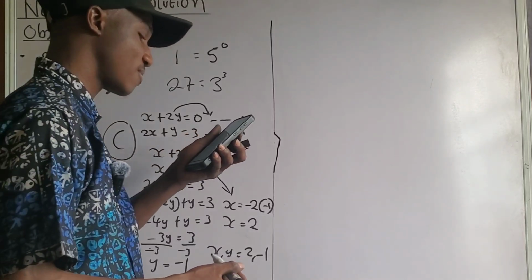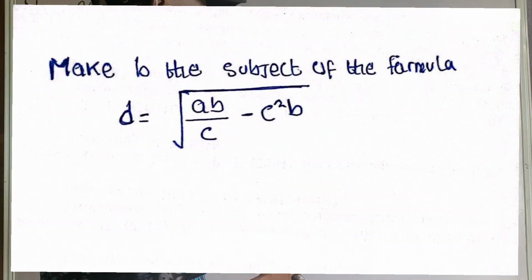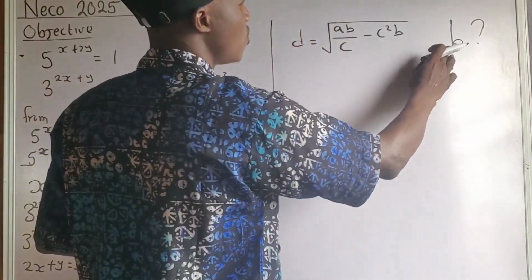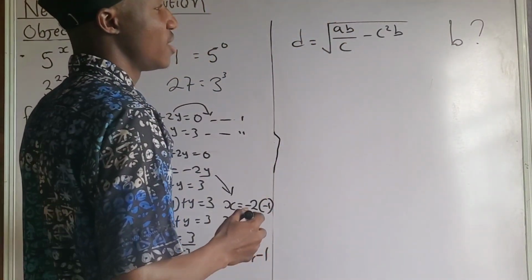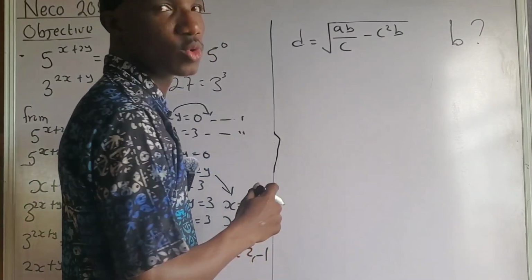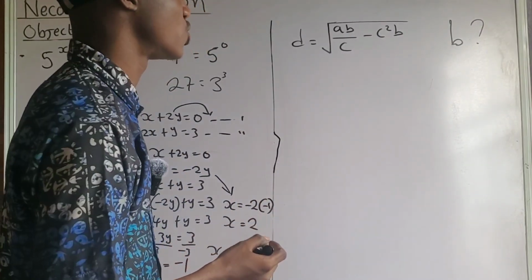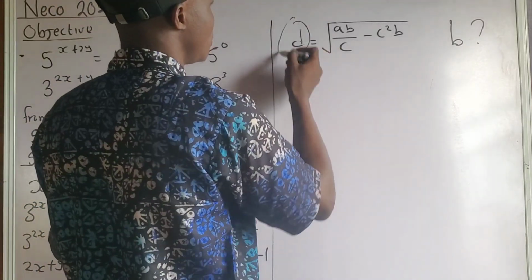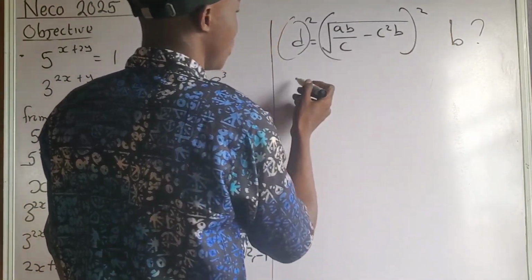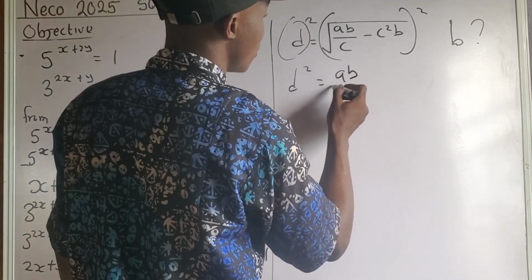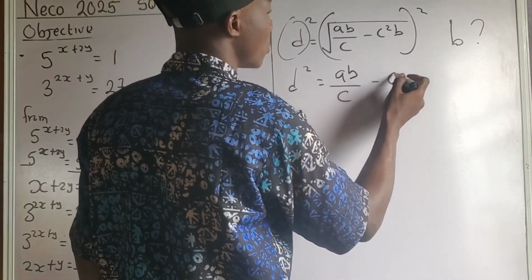Now for the next question we have: make B the subject of the formula if D equals the square root of AB over C minus C squared B. Okay, we are asked to make B the subject of the formula. Now, how do we do that? The first step is that you have to eliminate the square root. If you want to eliminate the square root, you have to take the square of both sides. So, I'm going to have this squared and all this squared, okay? So, D squared is equal to AB all over C minus C squared B.